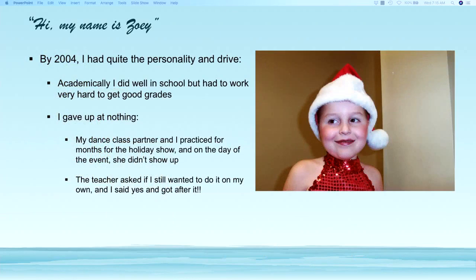By 2004, I had quite the personality and drive. Academically, I did well in school, but I did have to work a little harder than my older sister and my younger brother. The academic side of things didn't come early. I gave up at absolutely nothing.